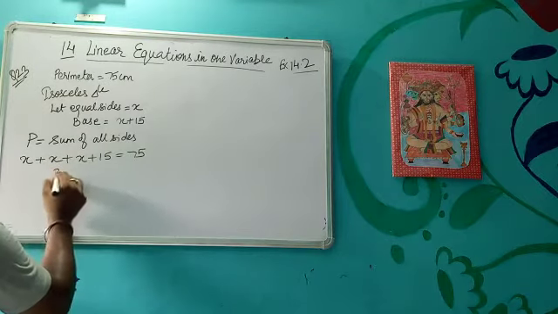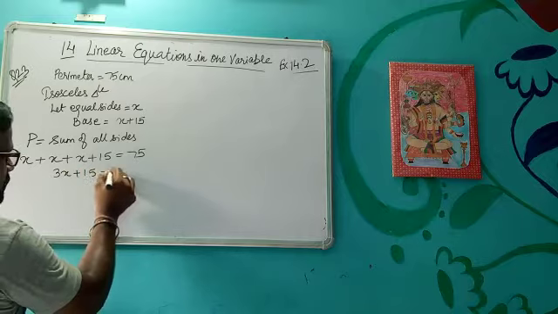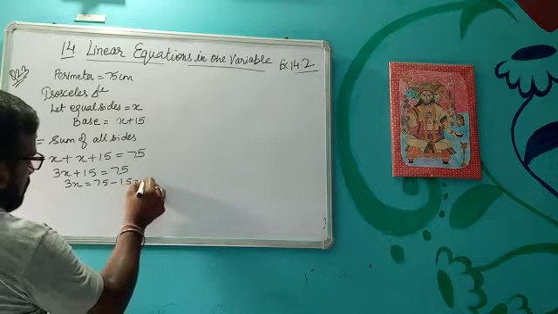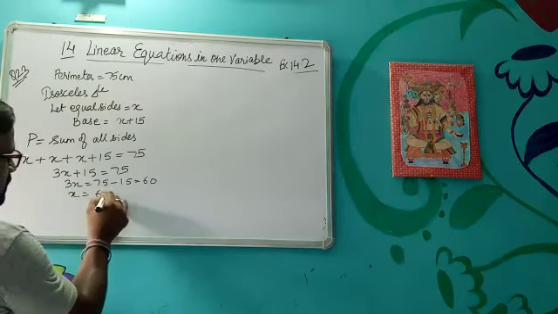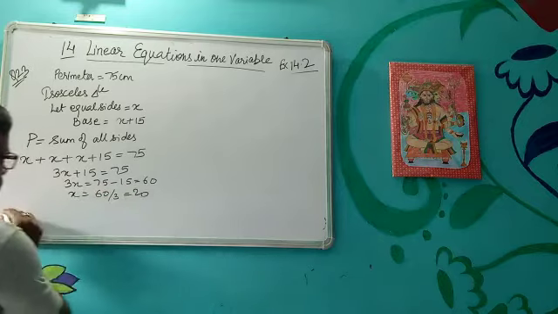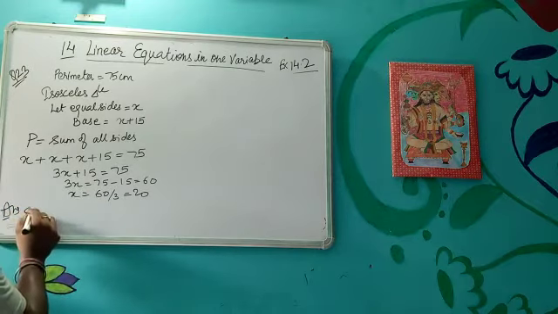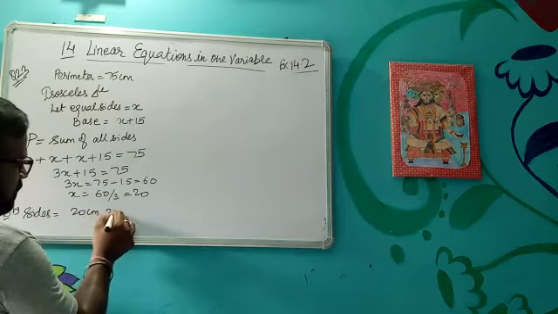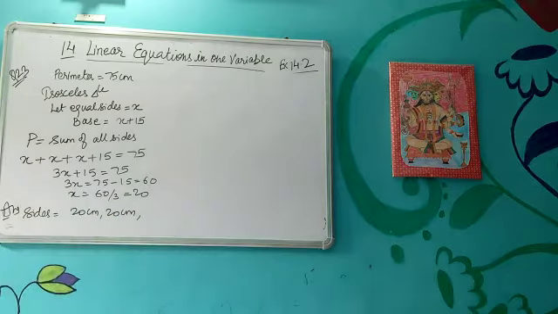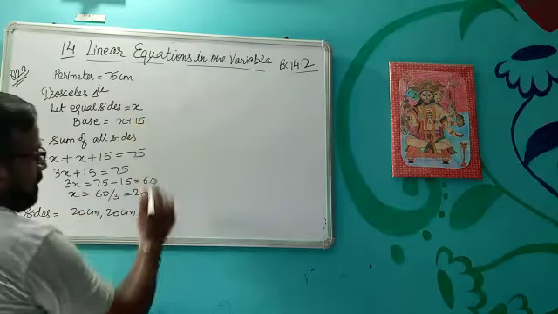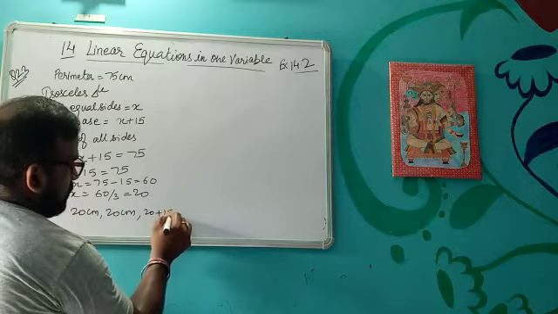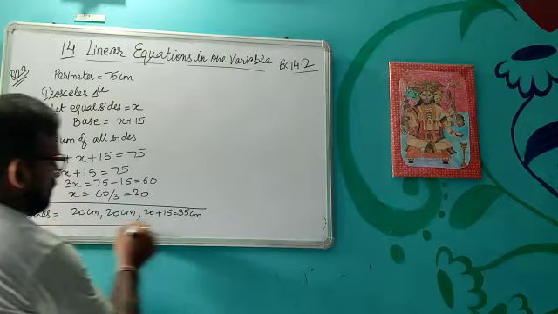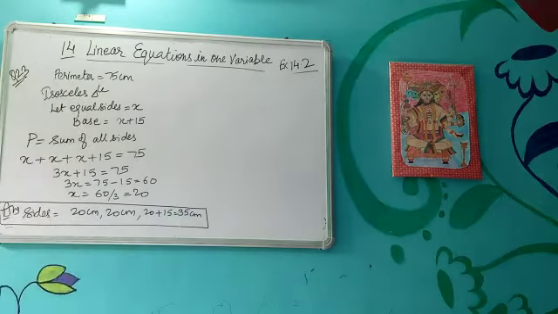So it makes 3x plus 15 equal to 75 and 3x equal to 60. So what is our x? 60 by 3, that is 20. So our answer will be sides are 20 centimeter, 2 equal sides, and base was x plus 15, that is 20 plus 15 equal to 35 centimeter. So this will be our answer.